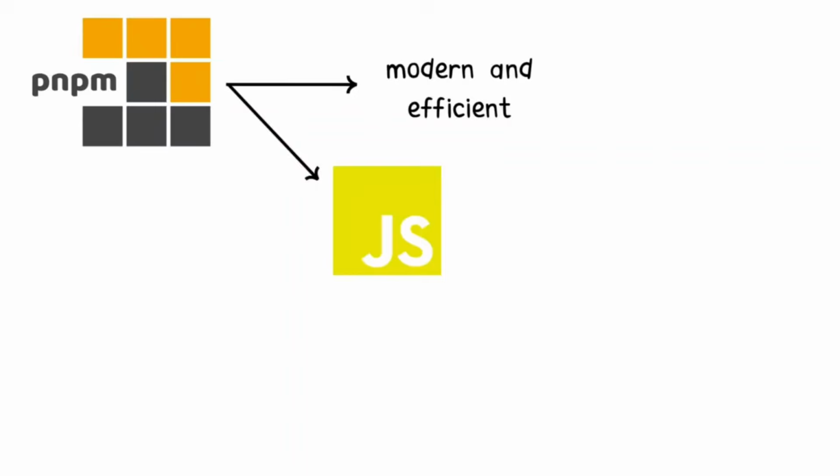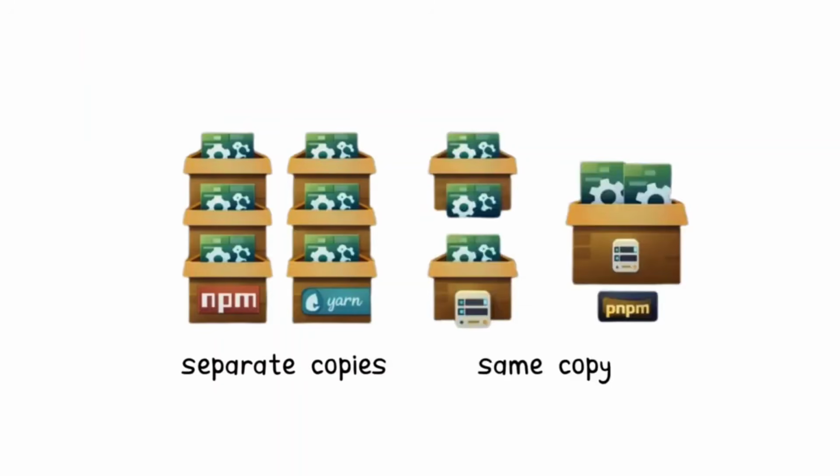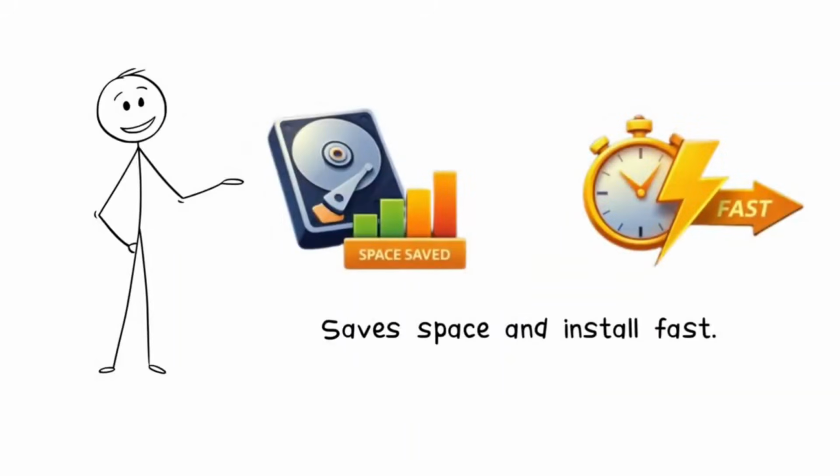PNPM. PNPM is a modern and highly efficient JavaScript package manager. Unlike NPM and Yarn, PNPM does not create separate copies of every dependency for each project. Instead, it stores packages in a global store and links them to projects using references. This approach saves a huge amount of disk space and makes installations extremely fast.